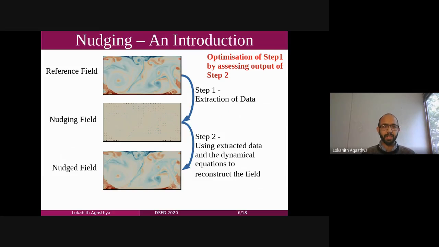So a quick introduction to what we mean by data assimilation. Maybe if you attended Professor Biferale's plenary talk on the first day, you know that we have small amounts of data only in some patches or in some regions. And the main idea is, can we get back the original reference field using the nudged field? We have only some data. Can we recover this?